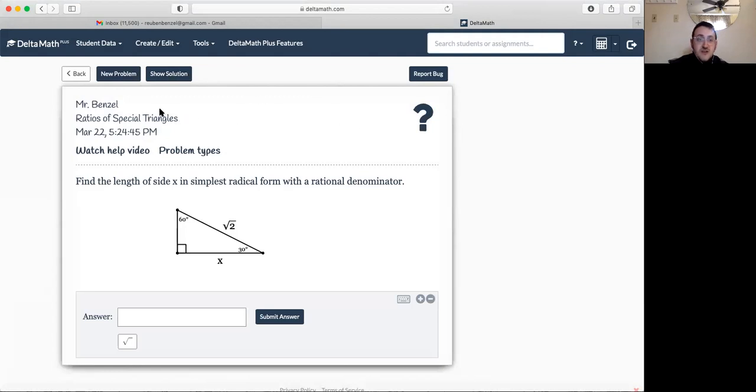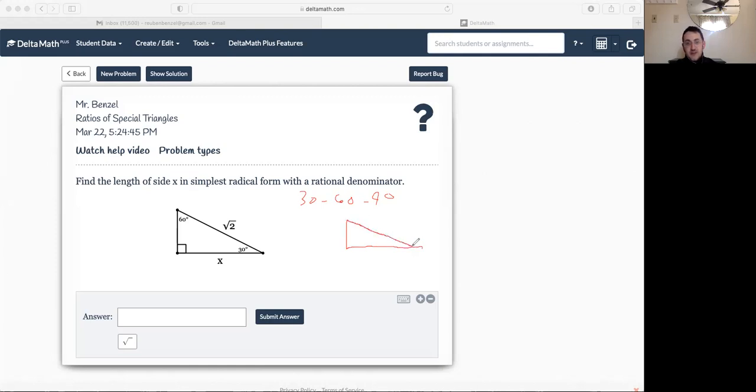Okay, let's take a look at another example here. Now, this one is a harder example because we do not give you the shortest side. But what we are going to do is draw the reference triangle. So this is a 30, 60, 90. And I'm going to make sure that I draw a version that is rotated in the same way.